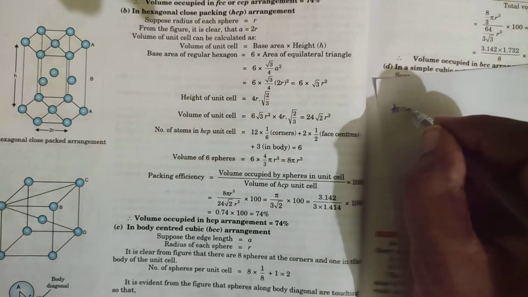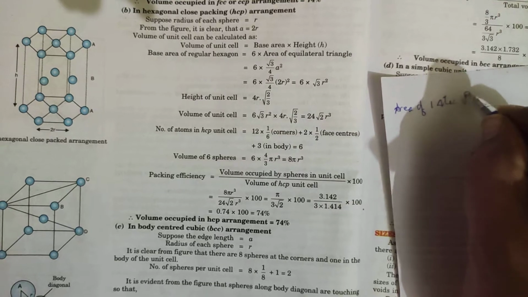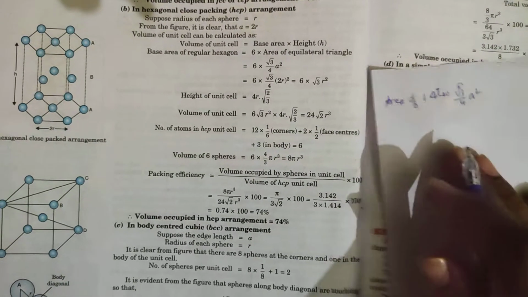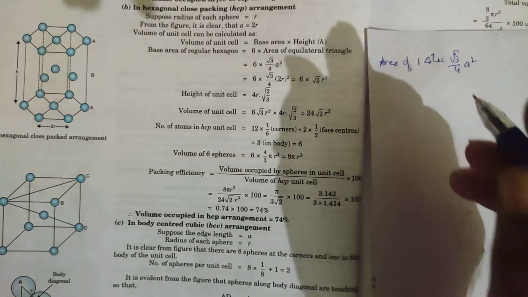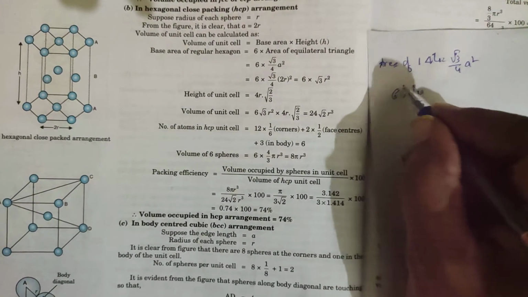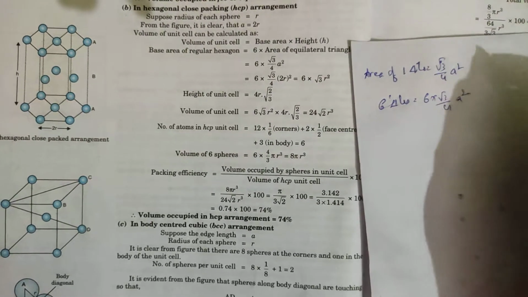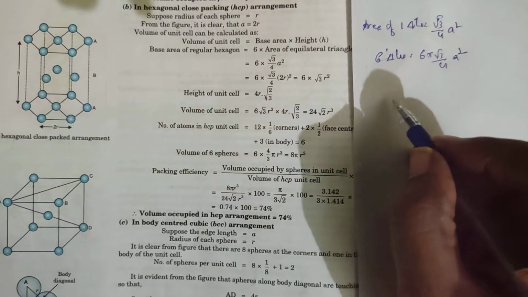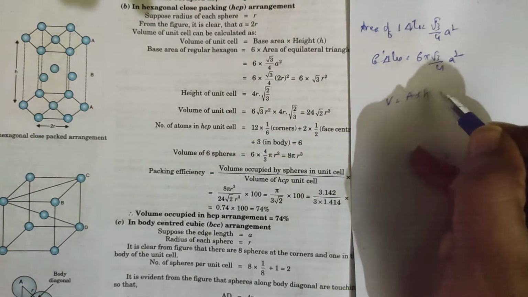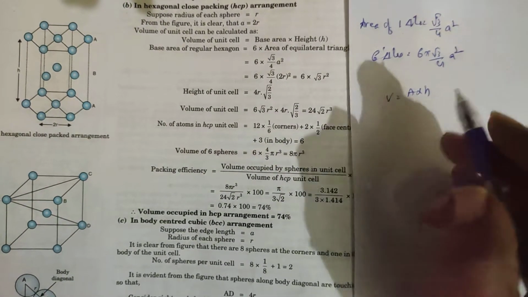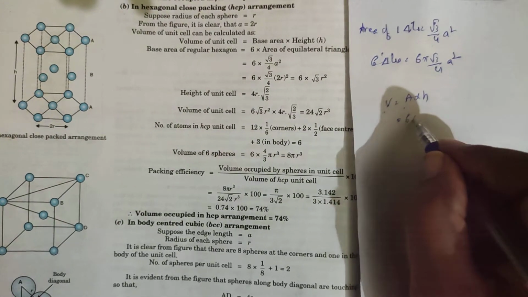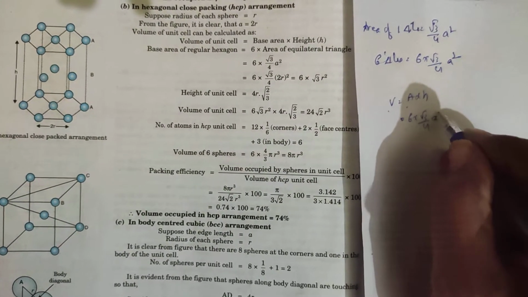Let me write here. Area of one triangle is equal to root 3 by 4 a square. How many triangles? 6 triangles. So area is equal to 6 into root 3 by 4 a square. If I want volume, that is nothing but area into height, right? So the volume is 6 into root 3 by 4 a square into h.